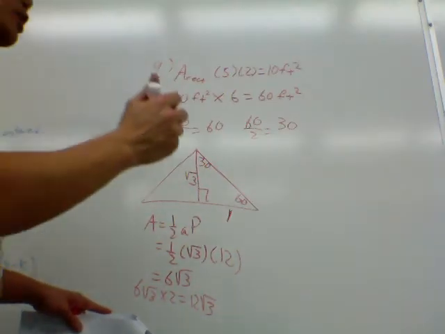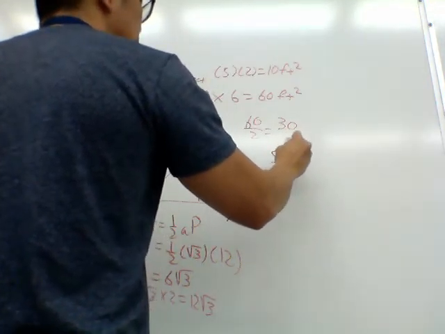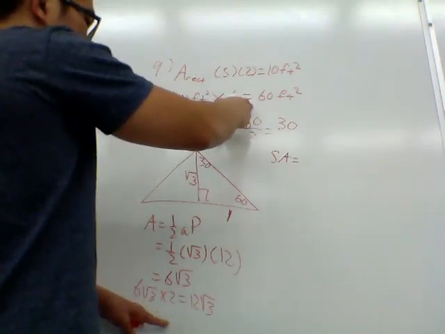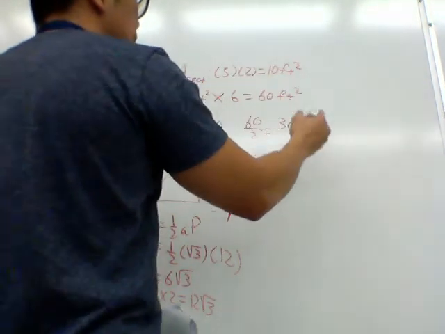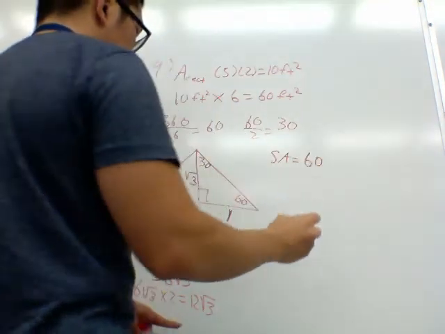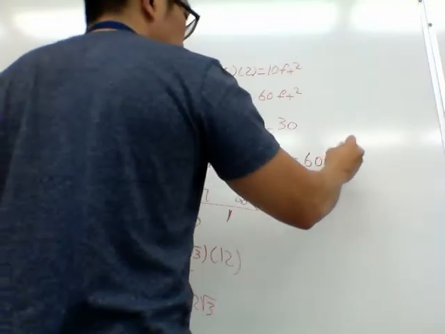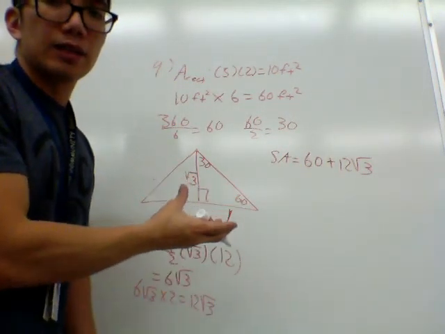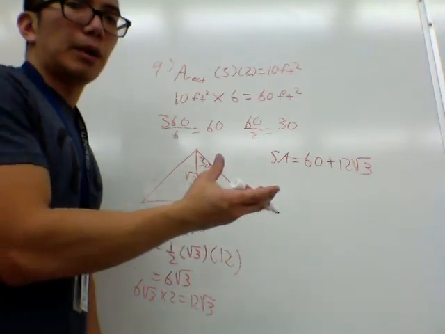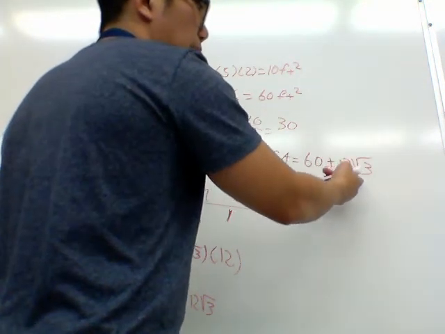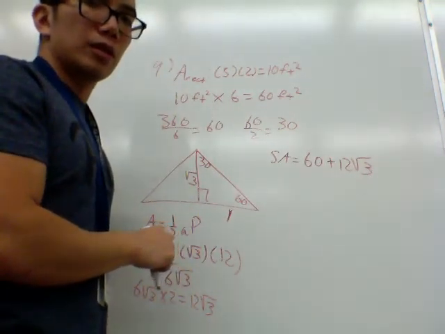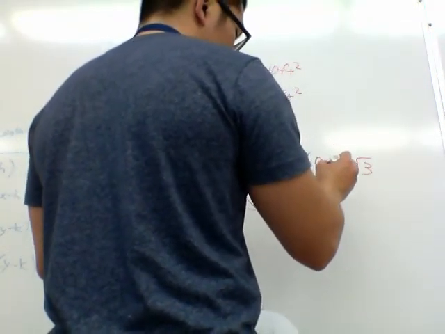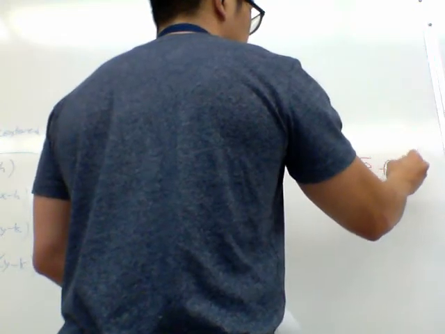Okay. So surface area, I am just going to add up the rectangles and the hexagons. So the rectangles is 60, plus the 2 hexagons is 12 root 3. Please do not combine that. That is your answer. You cannot combine a whole number and a radical. Okay, so that stays separate. So the answer is 60 plus 12 root 3 feet squared.